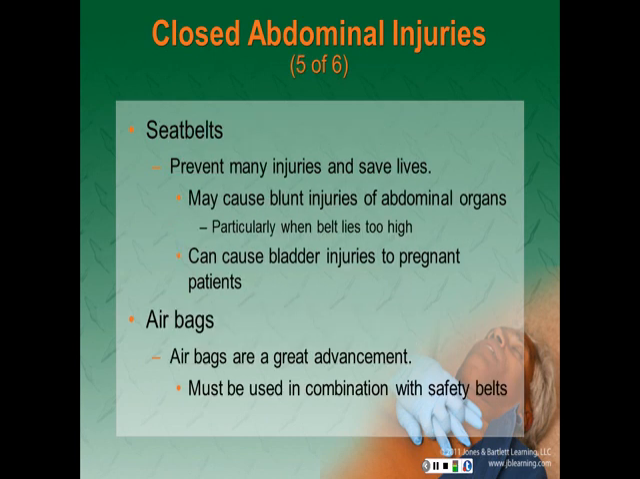Specifically, injuries from seat belts and airbags are an issue. Seat belts have prevented many injuries and saved many lives. However, they do occasionally cause blunt injuries of the abdominal organs. When you wear a seatbelt properly, it lies below the anterior superior iliac spines of the pelvis and against the hip joints. If the belt lies too high, it can squeeze abdominal organs or great vessels against the spine when the car decelerates or stops.